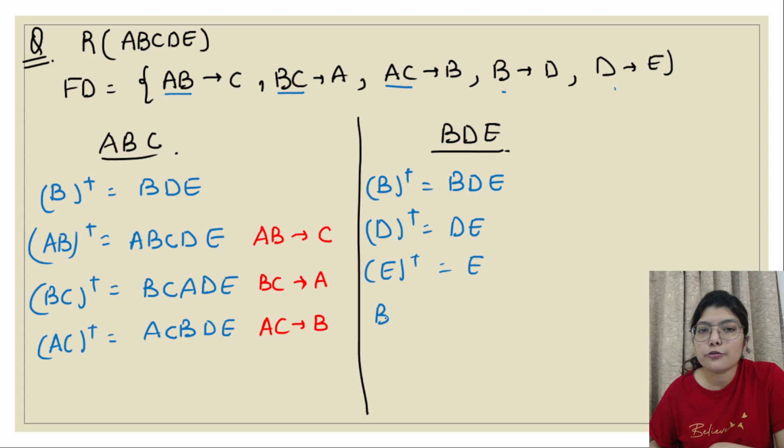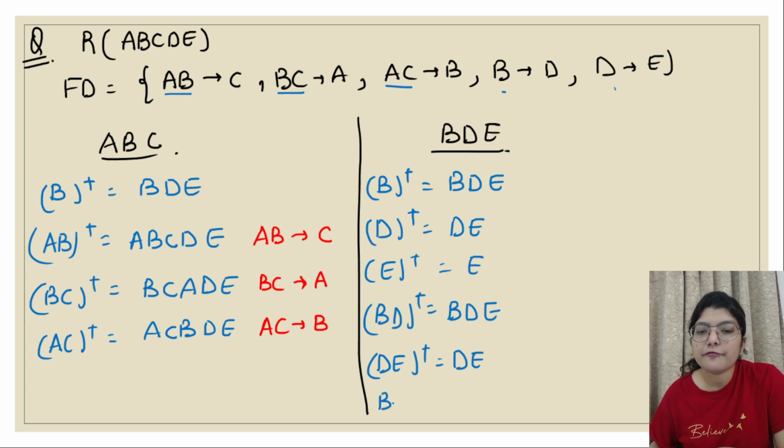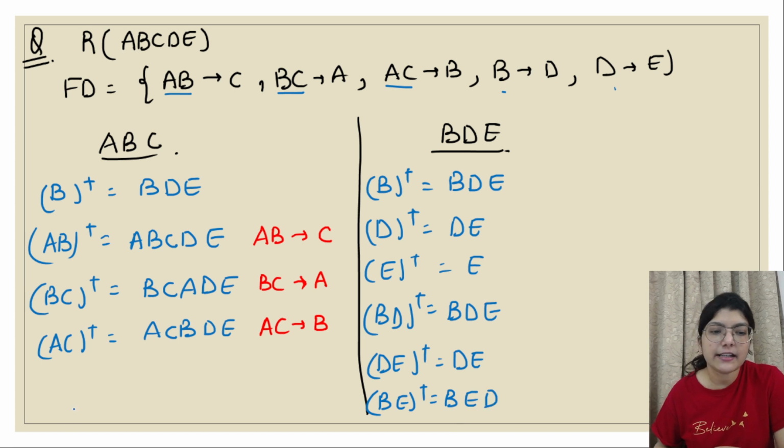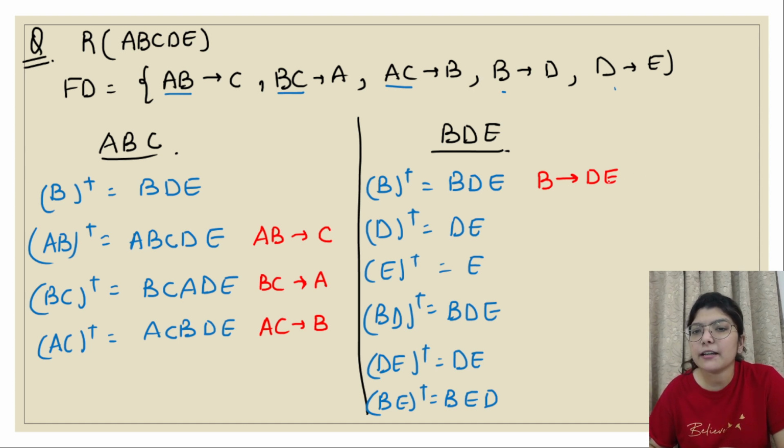Right, then I took the closure of BD. BD will give you B, D and E. Right, then you took the closure of DE, it will give you DE only. And if you took the closure of BE, it will give you B, E and D. Right, so now what are the functional dependencies we are getting? From this I am getting B to D, E. Both I can write, right? I can write B to D, E, or simply I can write B to D, and B to E also.